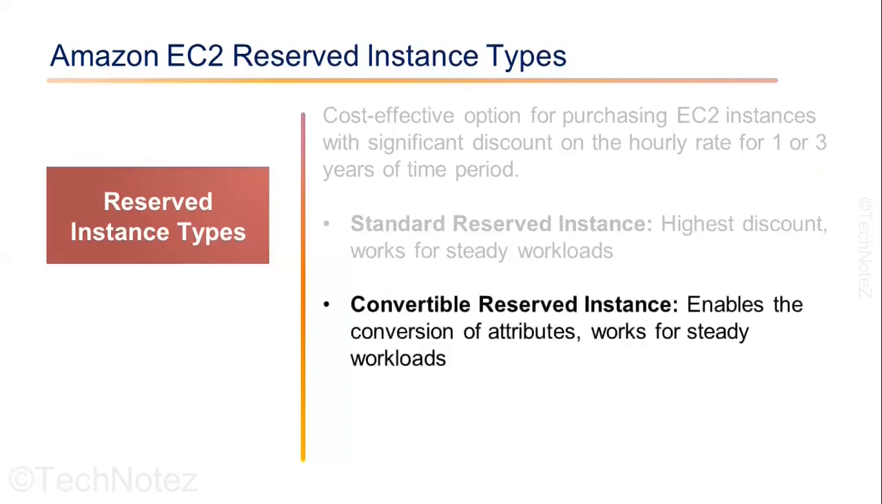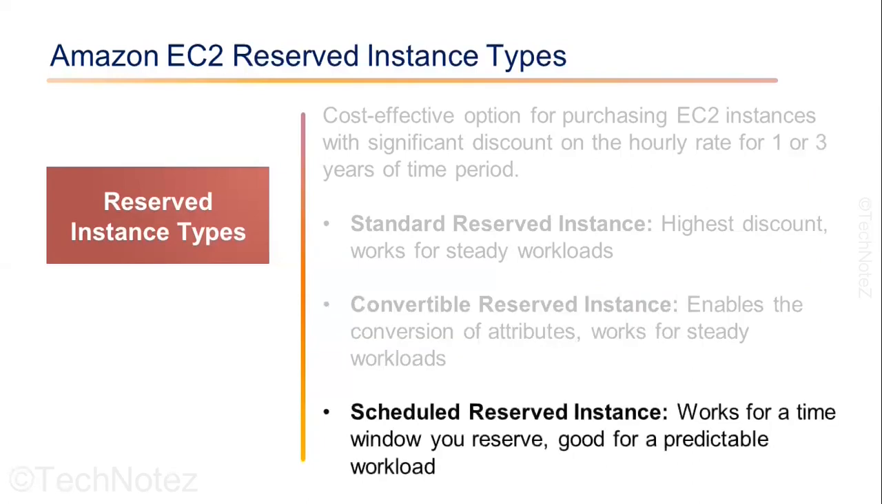Convertible reserved instance. Convertible reserved instances allow the customers to convert some of the attributes to a different instance type of equal value, making it a good option for steady workloads. Scheduled reserved instances. Scheduled reserved instances are ideal for workloads that are predictable but not steady. For example, during weekdays for a specific period of time, you are going to have a lot of usage and you want to get a reserved instance for that. The scheduled reserved instance type would work well in that case. Compared to on demand instances, AWS reserved instances can provide cost savings up to 75%. They are a cost effective option for customers who have predictable workloads and can commit to using the instances for a certain period of time.